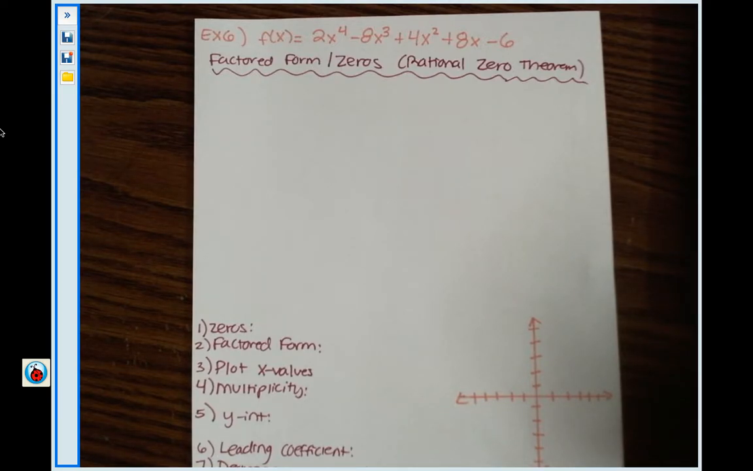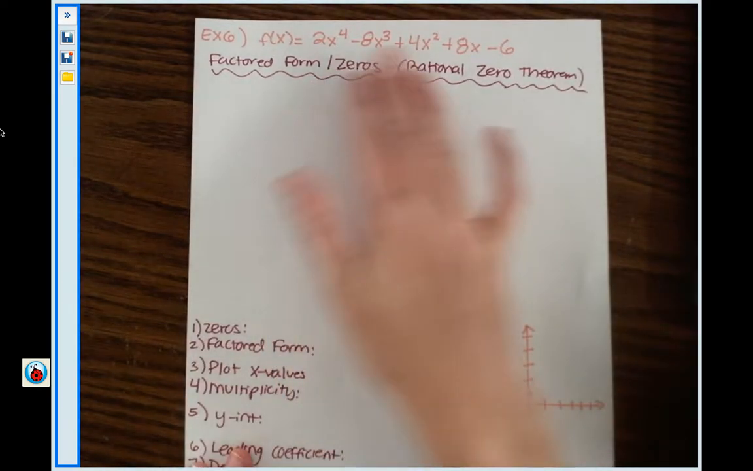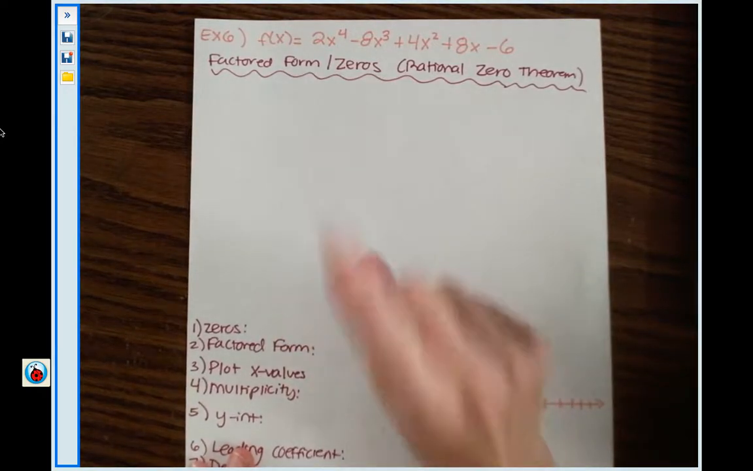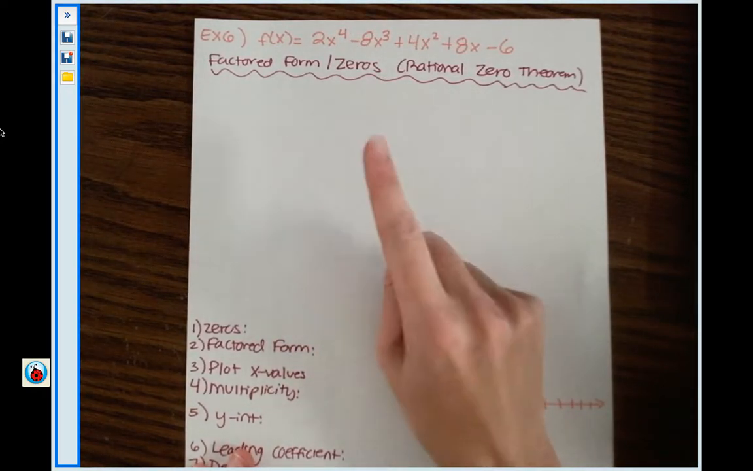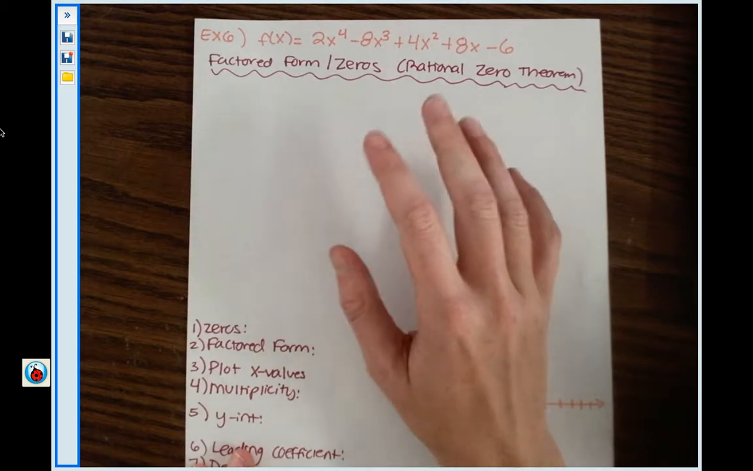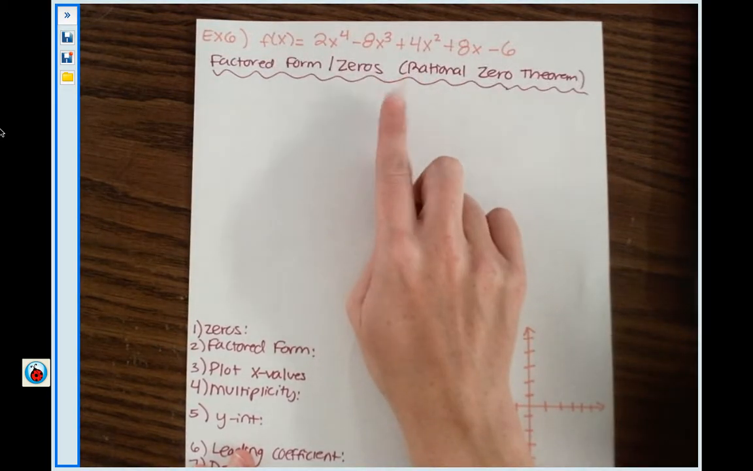Okay, so we need to graph this lovely polynomial, but the first thing we have to do in order to graph it is get this thing into factored form. And also when it's in factored form, we find the zeros.